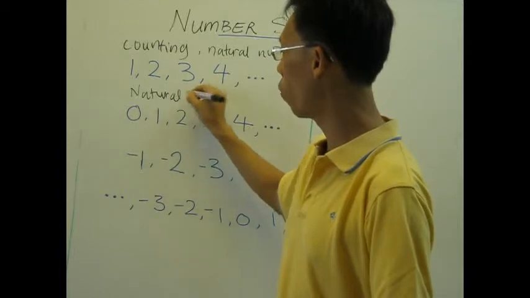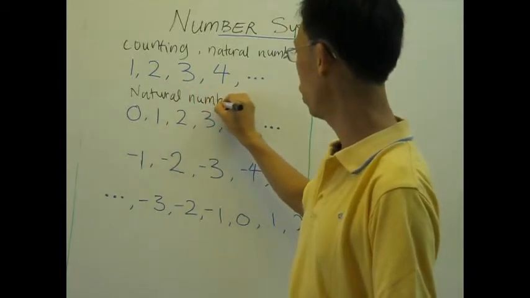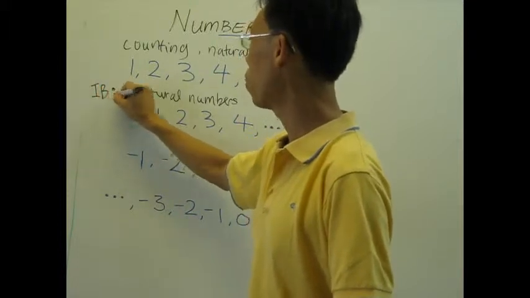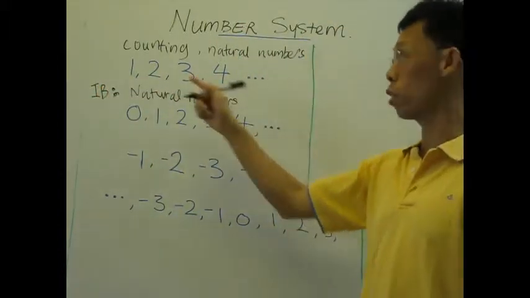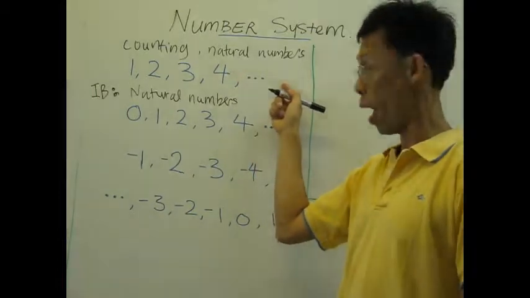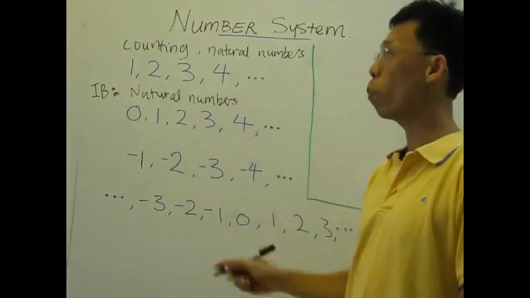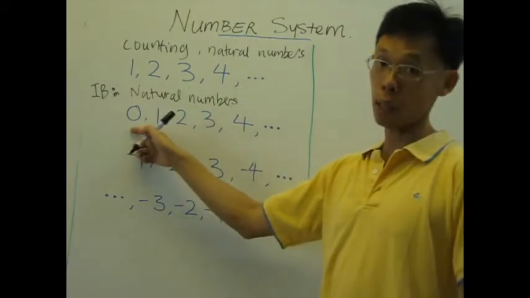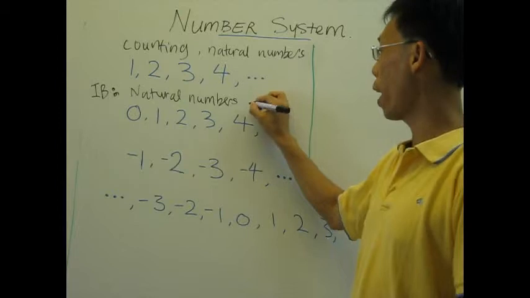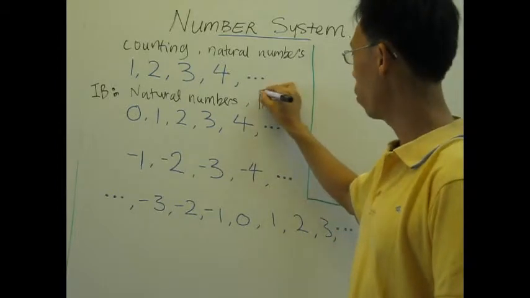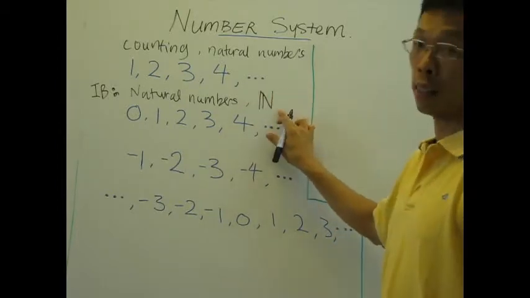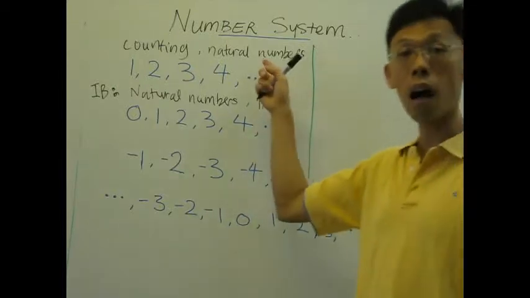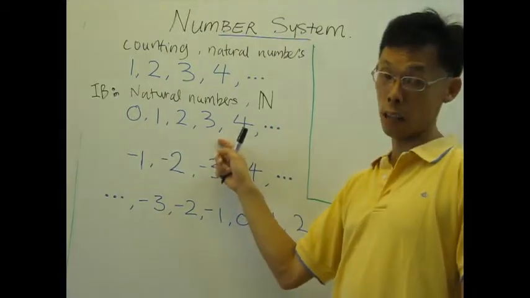Well, there is a bit of a controversy here, because in some countries, natural numbers is 1, 2, 3, 4, as in Japan. This is just 1, 2, 3, 4. But in the IB, this natural number includes actually 0. And the symbol for natural number is N. It's N like this, with a little line here, the script N, right? So here's the counting numbers, and here's the natural numbers.